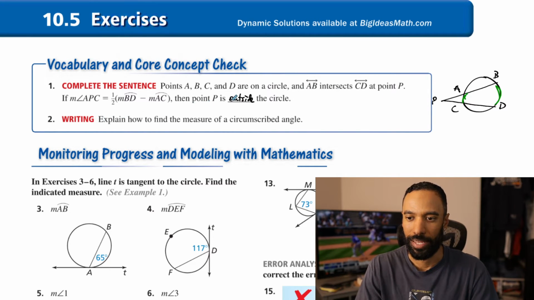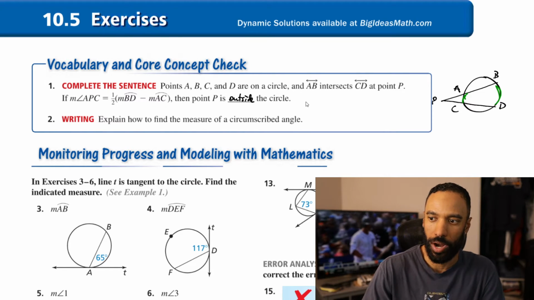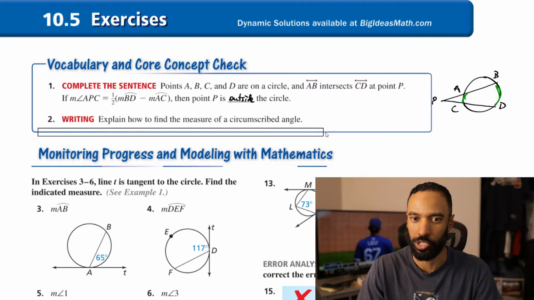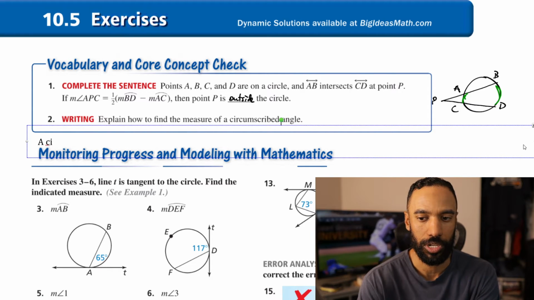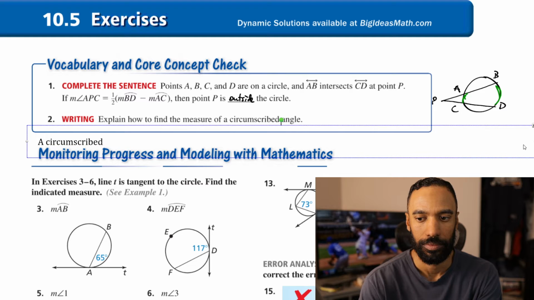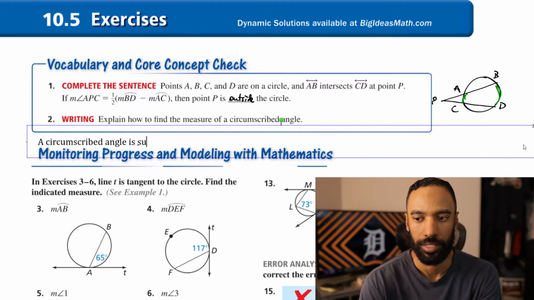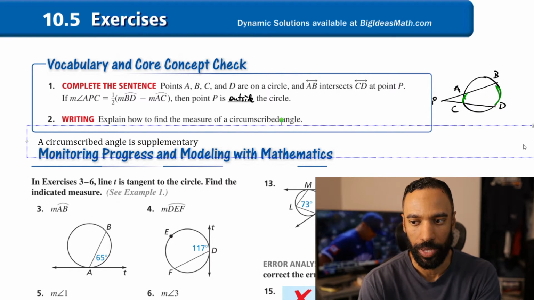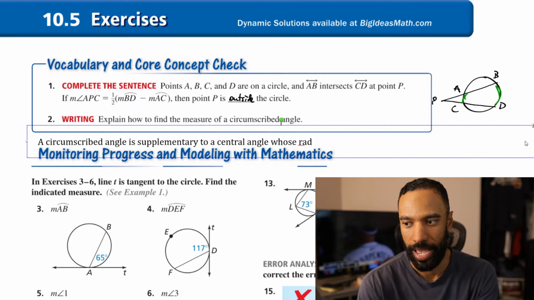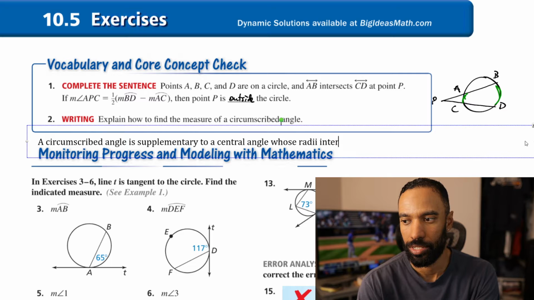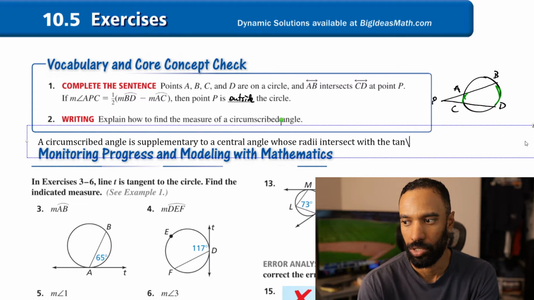All right, writing. Explain how to find the measure of a circumscribed angle. So the circumscribed angle is the one that is actually on the circle itself. What I like to say is that it is supplementary. A circumscribed angle is supplementary to a central angle whose radii intersect with the tangents, or with the sides of the circumscribed angle.